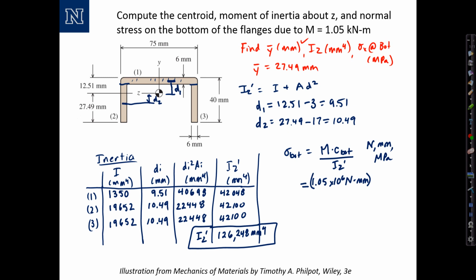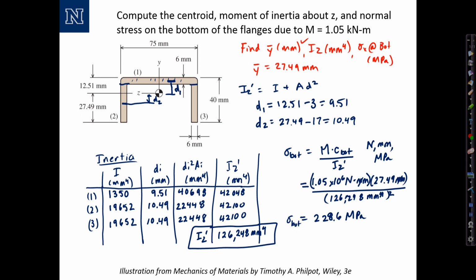The distance c bottom is the same as the distance from the centroid to the reference axis, 27.49 millimeters, and divide by I_z prime, 126,248 millimeters to the fourth. And doing the calculation, I would get 228.6. The units are megapascals: millimeters squared on top, millimeters to the fourth on the bottom, reduces to newton per millimeter squared, or megapascal.